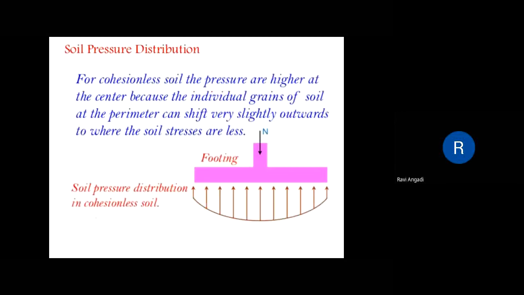If you take a cohesionless soil type, the distribution will be like this. If you plot a soil pressure distribution, it will be like this. For a cohesionless soil, the pressures are higher at the center because the individual grains of the soil at the perimeter can shift very slightly outwards to where the soil stresses are less. So remember, this is the soil pressure distribution underneath the cohesionless soil. It is high at the center and low towards the edge.